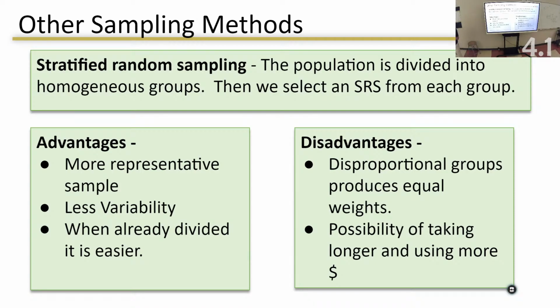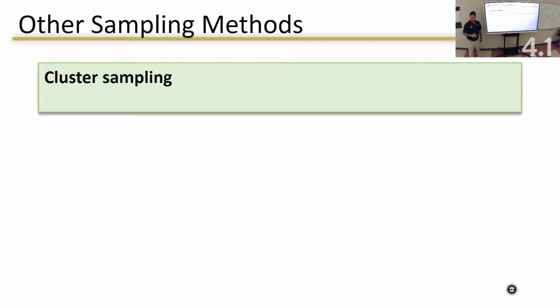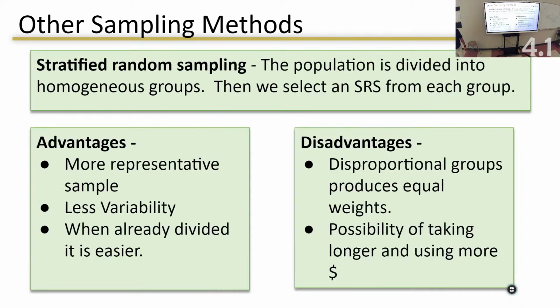Y'all okay with stratified? So we have SRS and we have stratified. Simple random sample, which is what we will use 95% of the time. Sometimes you'll see stratified. Okay? This is always the question I get asked, the difference between stratified and cluster. So everybody done with stratified? Everybody okay? I don't want to go too fast.